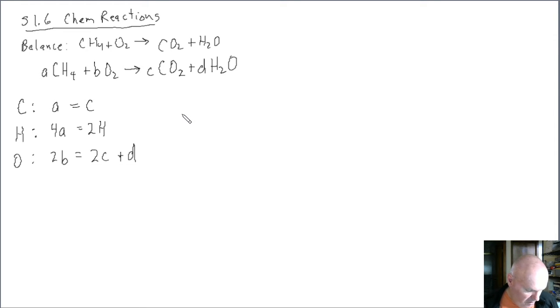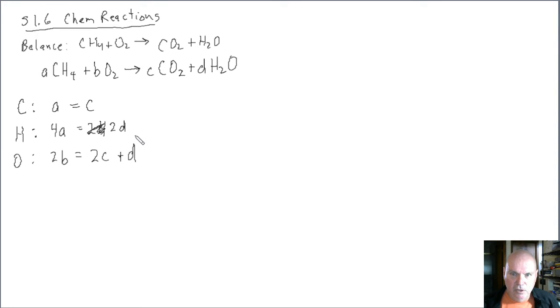So here's my corresponding set of linear equations. I should note here, where did this come from? That's not right. From hydrogen, 4A, and it should have been 2D there as the unknown parameter.